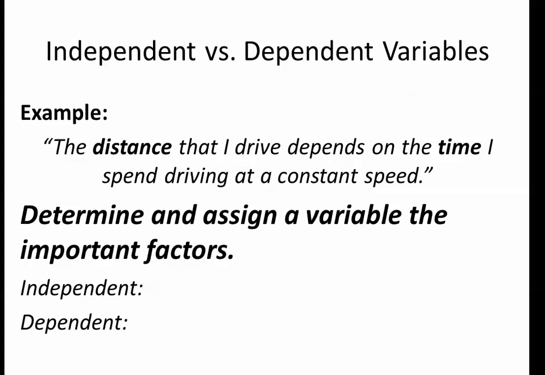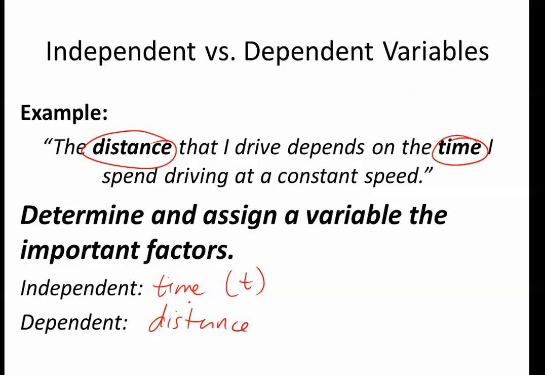Let's look at another example. The distance that I drive depends on the time that I spend driving at a constant speed. Determine and assign a variable to the important factors. The time that I spend driving is the independent variable, so I'm going to use the variable t. The dependent would be the distance that I drive, because the amount of time that I spend driving at the same speed is going to determine how far I get. I hope that makes sense. The time is the cause, and the distance that I drive is the effect.